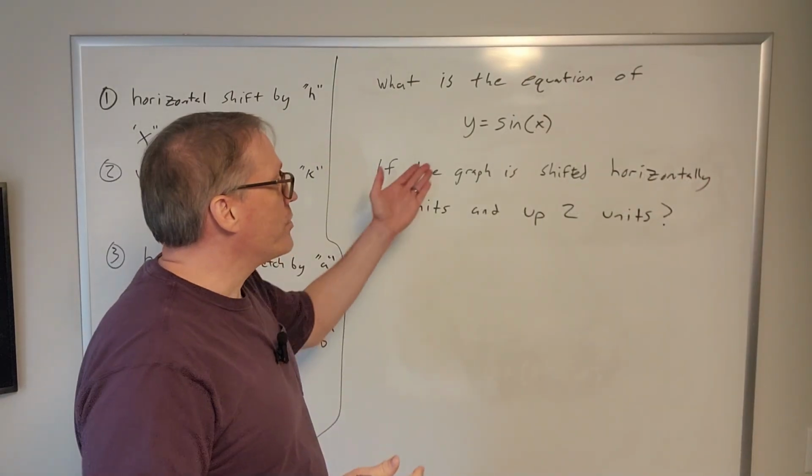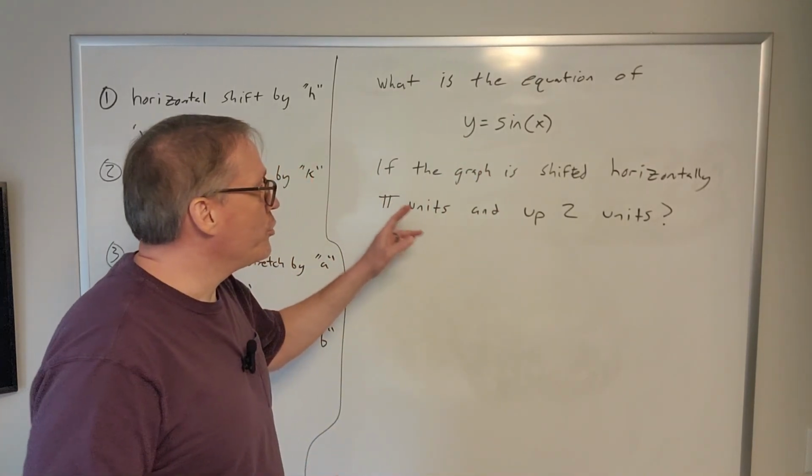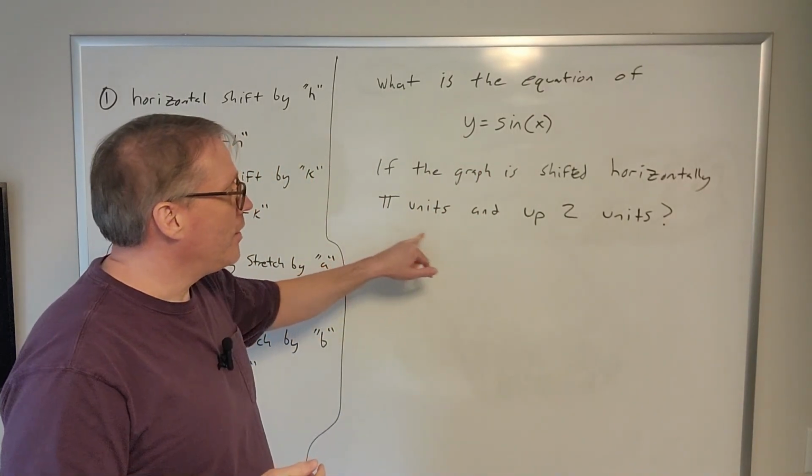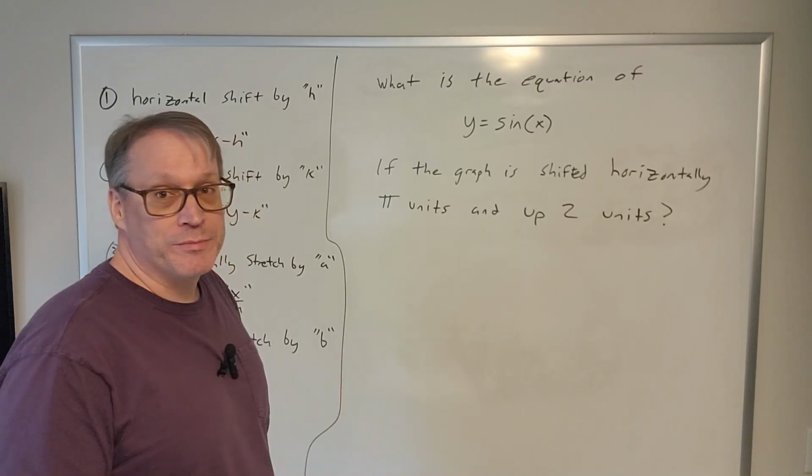All right, you have the equation y equals sine of x. We want to shift it horizontally pi units and then up 2 units. What's the new equation? Give it a shot.